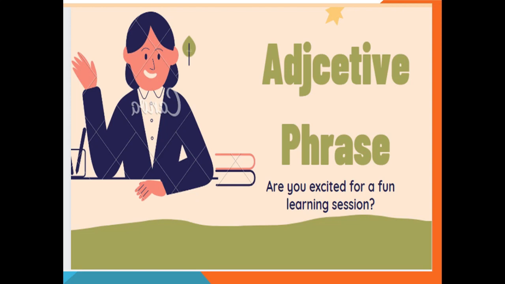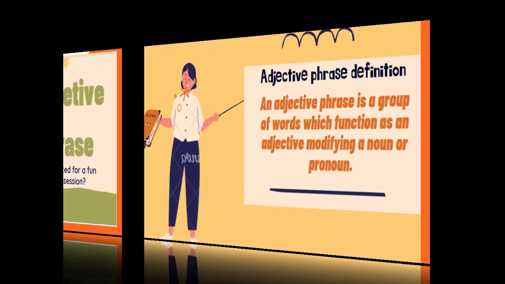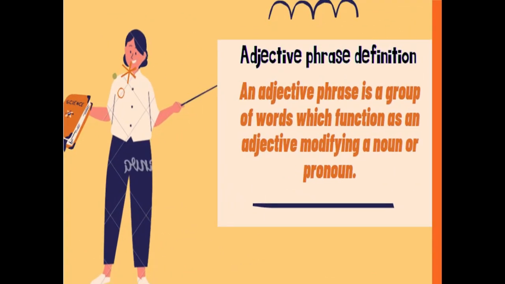Now we will discuss adjective phrases. So are you excited for this learning session? So let's start. An adjective phrase is defined as a group of words which functions as an adjective, modifying a noun or pronoun.